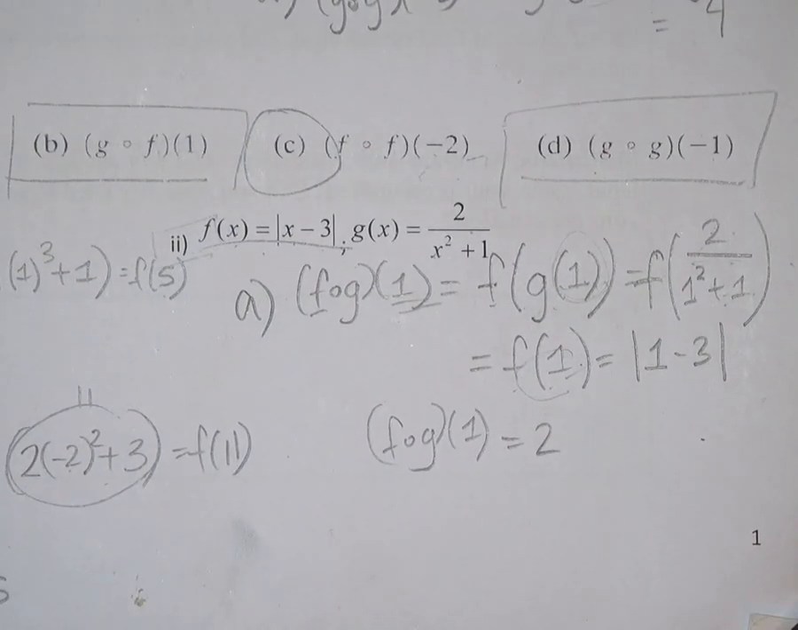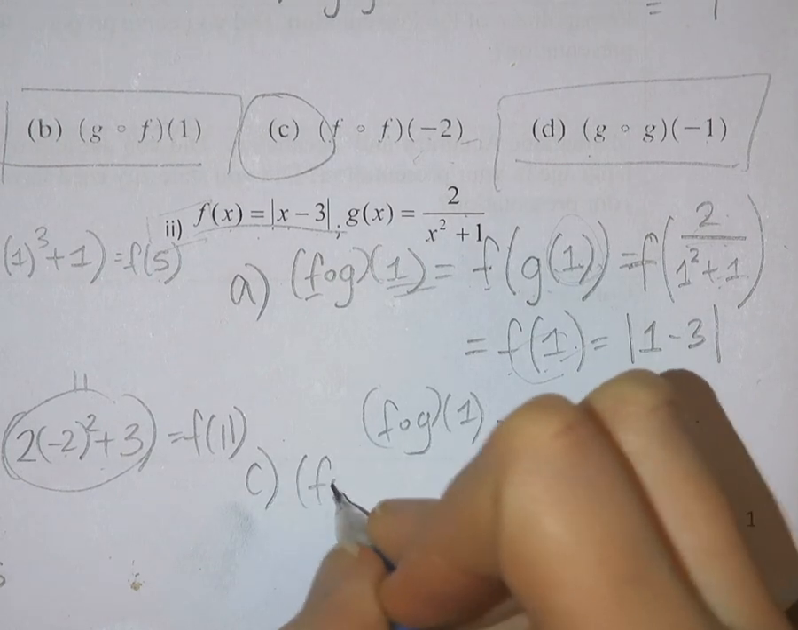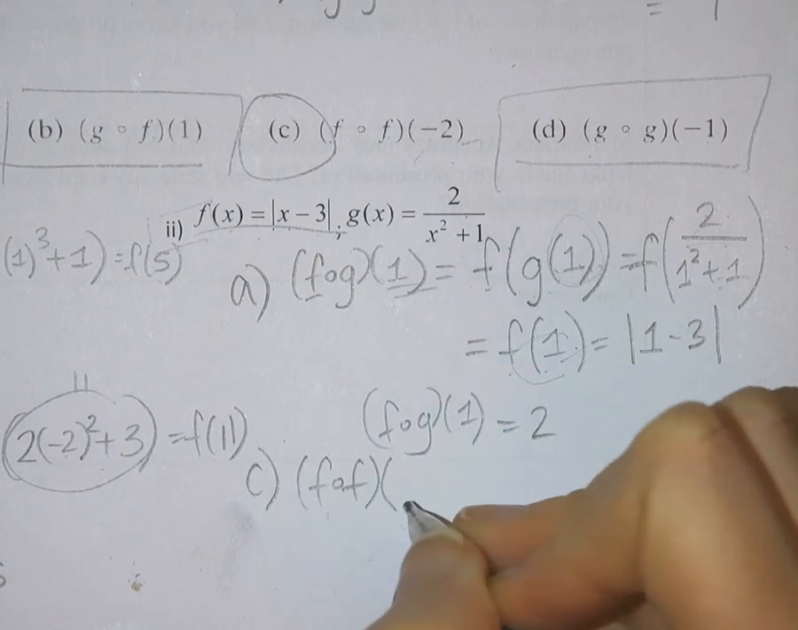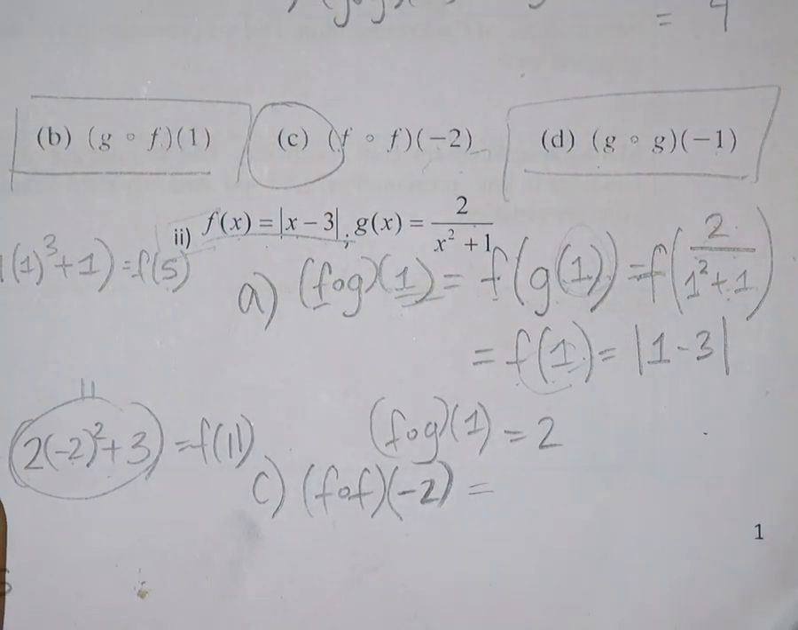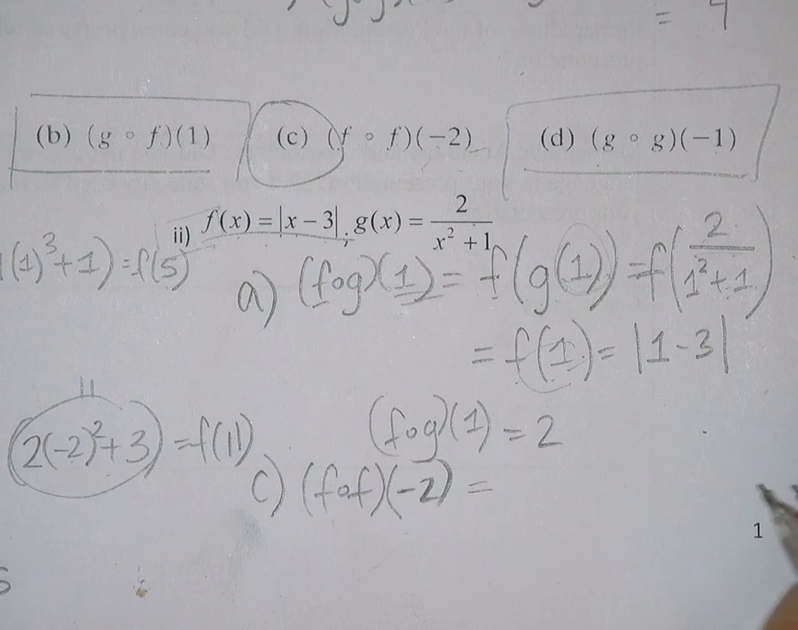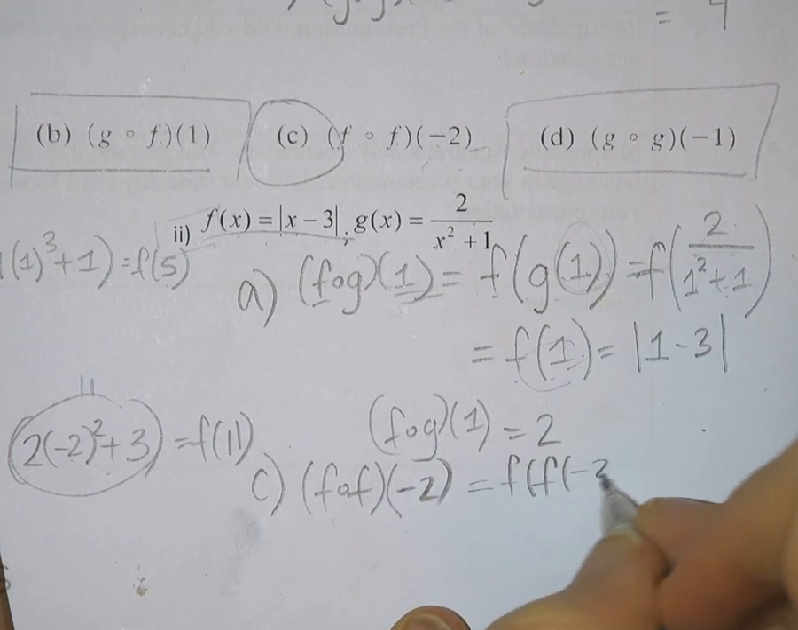Okay. Same as before, these functions are just a little bit more complicated, so you have to be very careful when you're plugging things in. Alright, now let's do C together. So C asks me to find f composed with f of negative 2. Okay. We're going to rewrite this as f of f of negative 2.